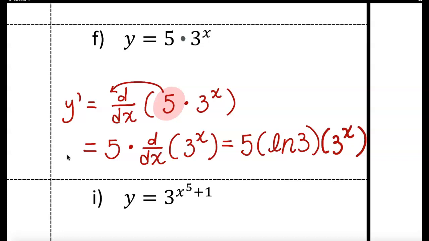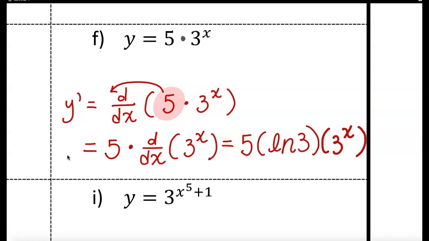And here's the biggest mistake, though. Some students would love to simplify this even further. They want to multiply 5 times 3. You cannot do that because that 3 is getting raised to the x power. So this is as simple as it gets. And it's a little awkward looking, but hey, this is what it is. So I will stop here.